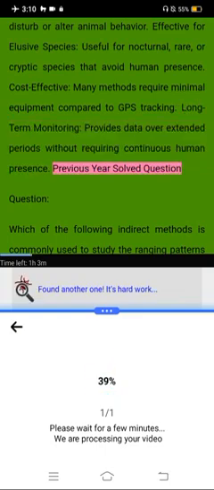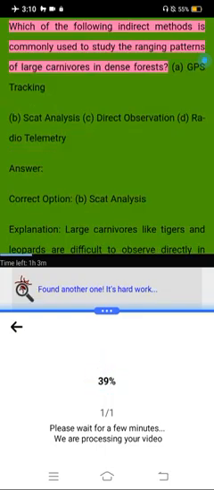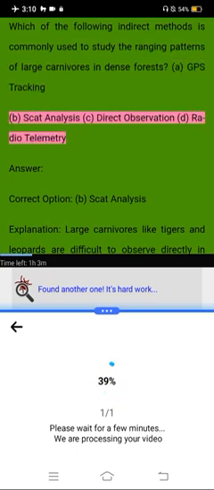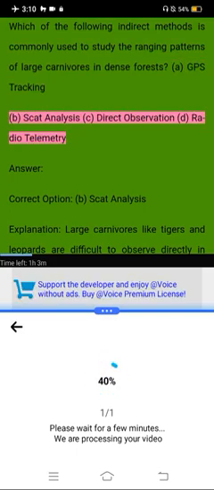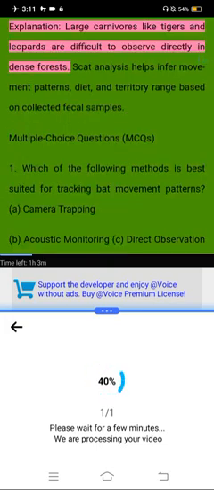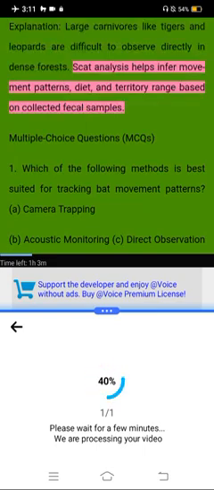Previous year solved question. Question: Which of the following indirect methods is commonly used to study the ranging patterns of large carnivores in dense forests? A. GPS tracking. B. Scat analysis. C. Direct observation. D. Radio telemetry. Answer: Correct option, B. Scat analysis. Explanation: Large carnivores like tigers and leopards are difficult to observe directly in dense forests. Scat analysis helps infer movement patterns, diet, and territory range based on collected fecal samples.